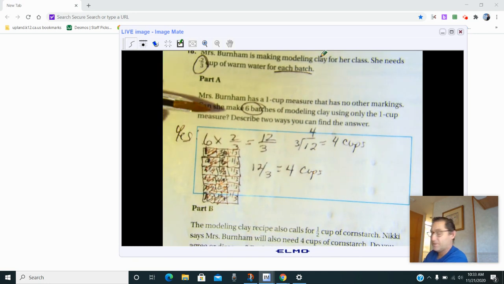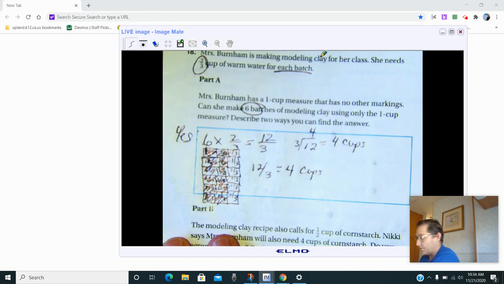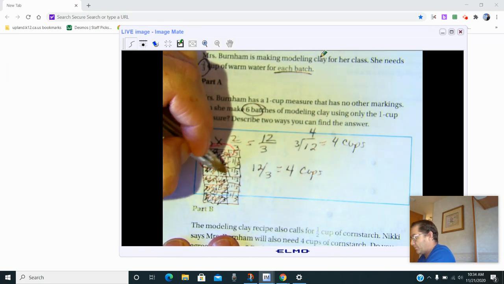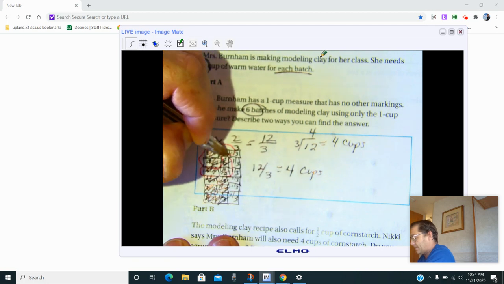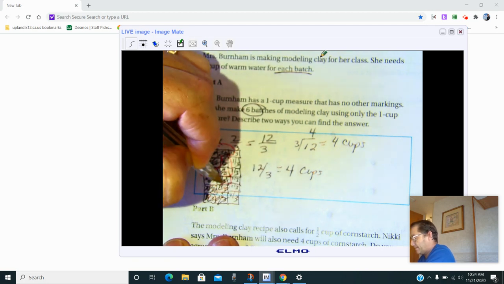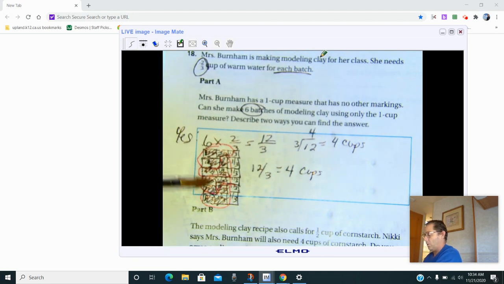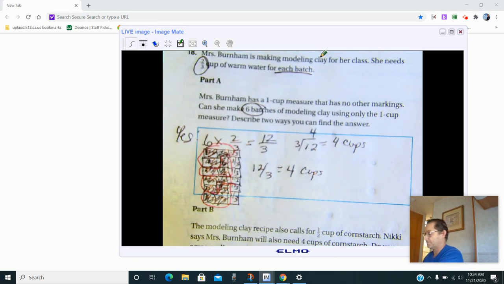And you could represent that by counting sets of 3/3. 1, 2, 3. 1, 2, 3. So we have 4 sets of 3/3.